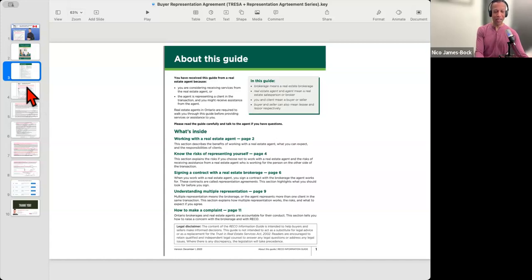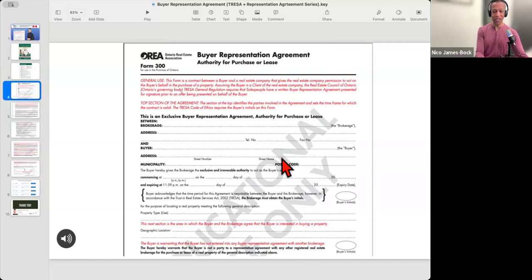Getting back to the Buyer Representation Agreement. All agreements have to be in writing. All agreements have to have a start and an expiry date. So the start date for the Buyer Representation Agreement is front and center, as well as the expiry date. The brokerage is named, as well as the designated representative.